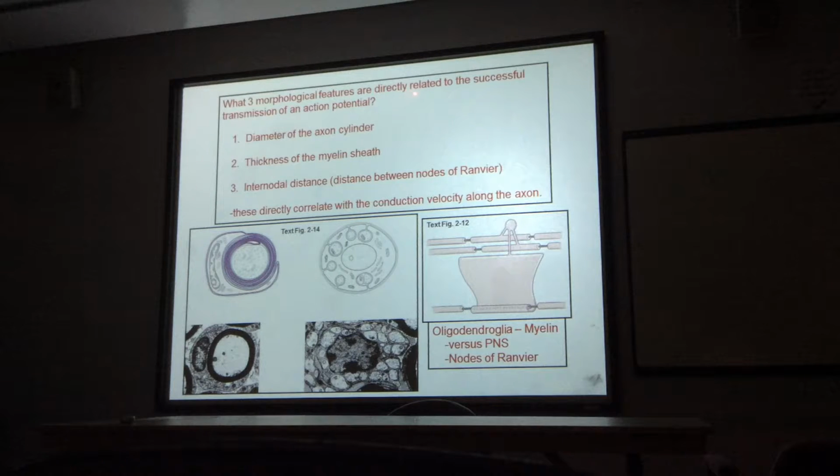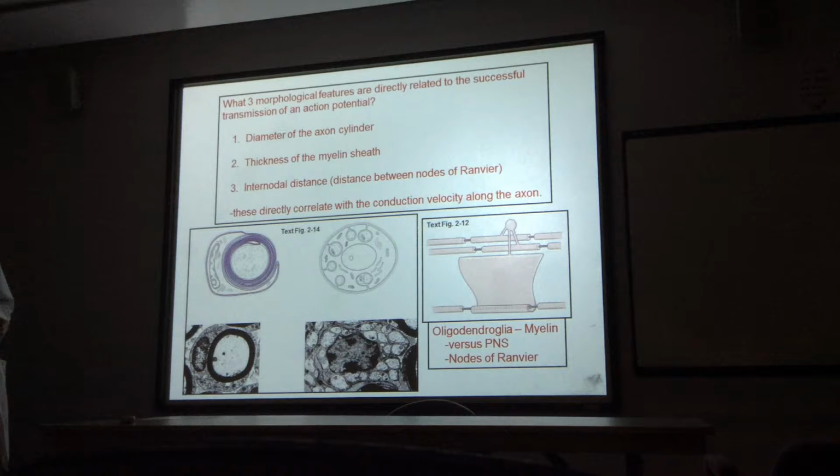Now, what 3 morphological features are directly related to the successful transmission of an action potential? Okay, diameter of the axis cylinder, which is right here. Thickness of the myelin sheath, which is right here, and internodal distance, the distance between the nodes of Ranvier. This is a picture out of your textbook. This represents an oligodendroglia cell, which is the myelin-forming cell in the central nervous system. It is the same thing as a Schwann cell in the peripheral nervous system. As a matter of fact, you can think of it as the Schwann cell of the CNS.